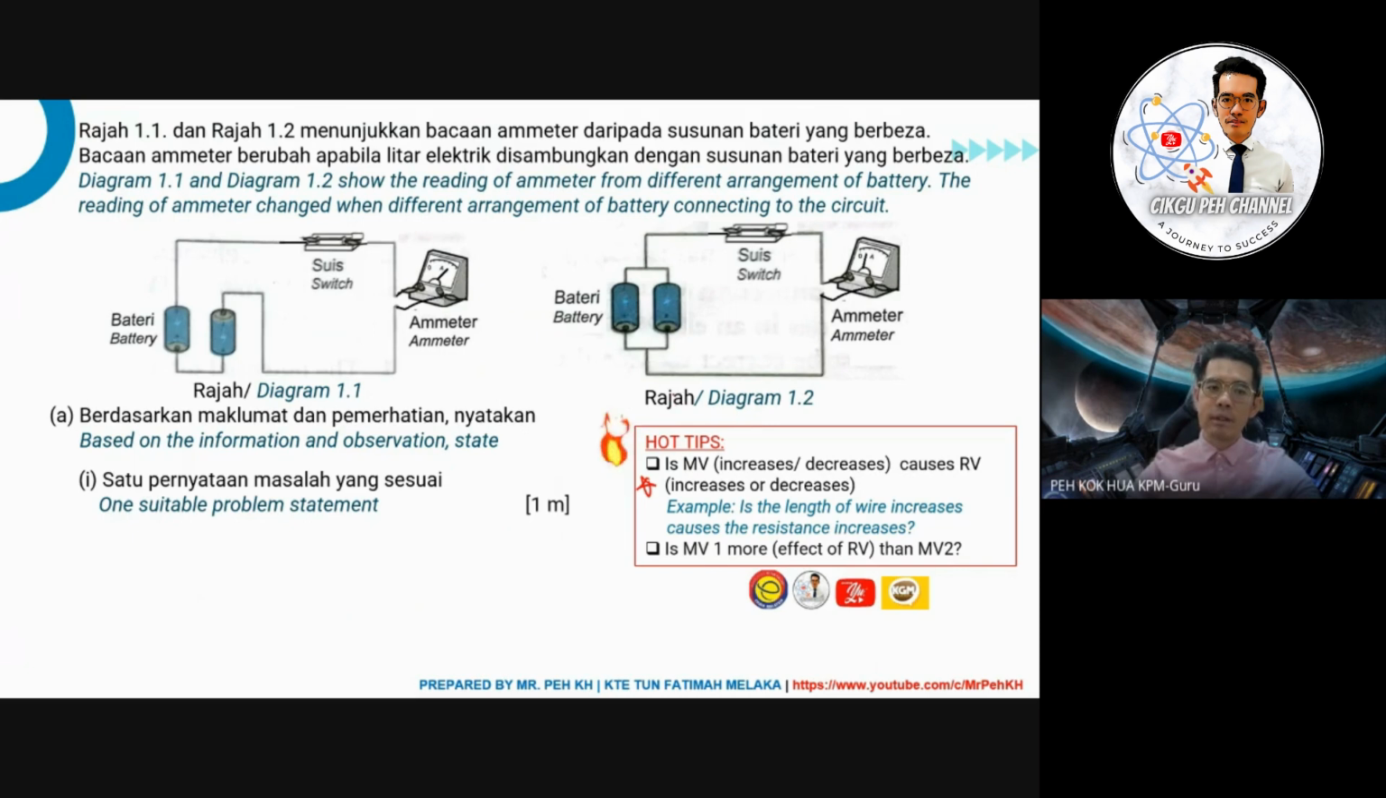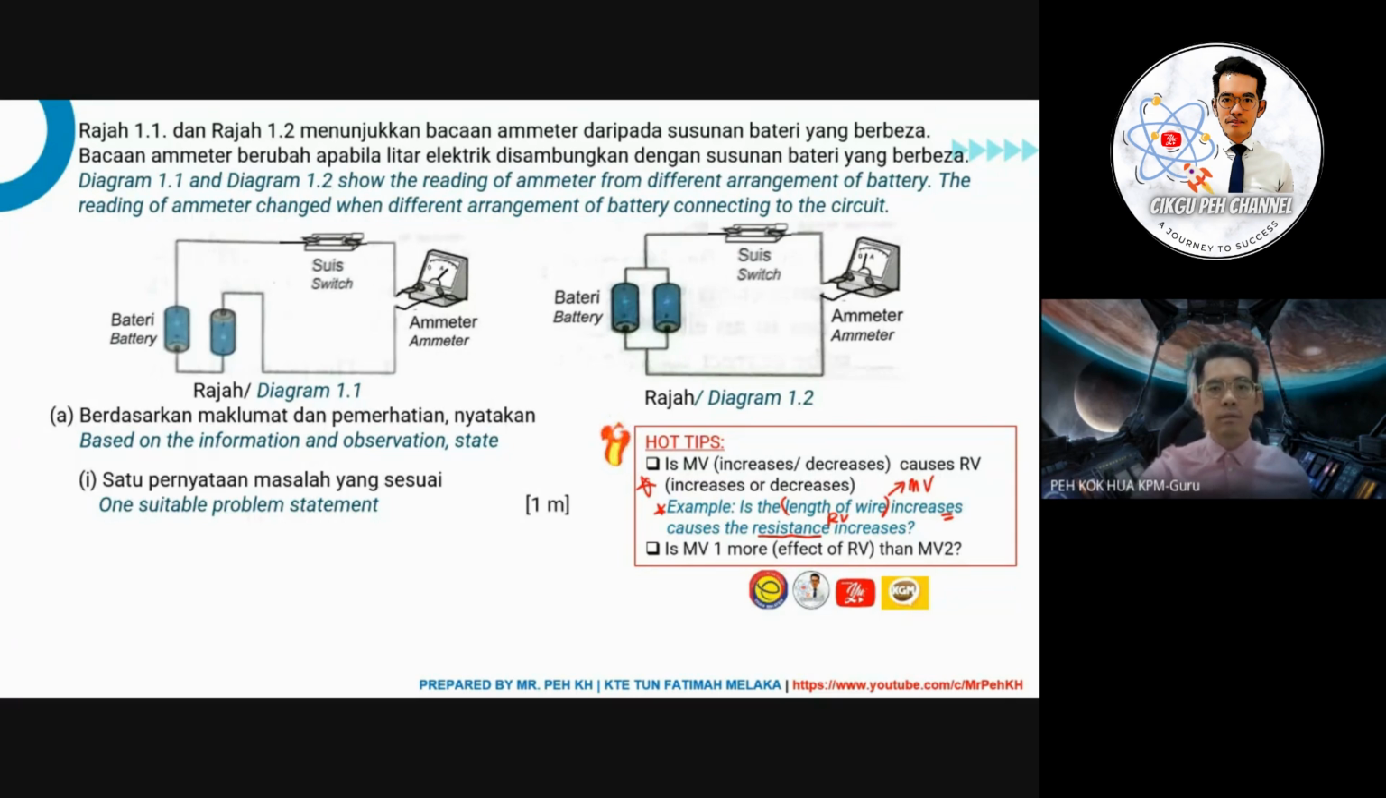For this type of experiment, the problem statement can be given as: if MV increases or decreases, does RV increase or decrease? Here we have a sample answer for an experiment where we want to study the relationship between the length of the wire and the resistance of the circuit. You may answer: as the length of the wire, which represents the MV for the experiment, increases, the RV increases. So this is how we give the problem statement for this type of experiment.